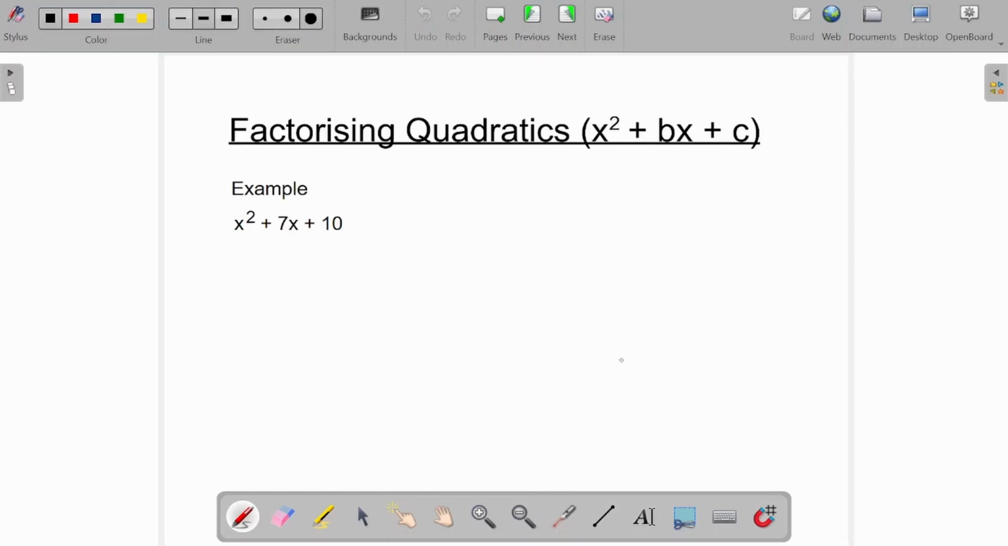Next, we will be factorising a quadratic, so that is in the form of x squared plus bx plus c. So what we have to do is find what adds together to make 7, but multiplies to make 10. So that is 2 and 5, because 2 plus 5 is 7, and 2 times 5 is 10. So the way that we write this is in two separate brackets, x plus 2 and x plus 5. You can always check your answer again by expanding the brackets to see if it returns to this form.